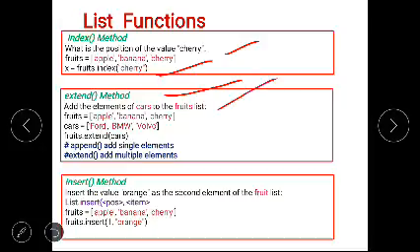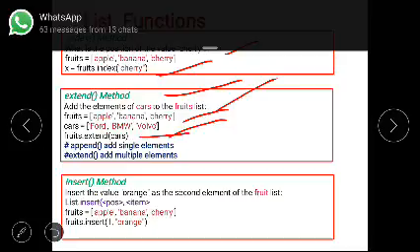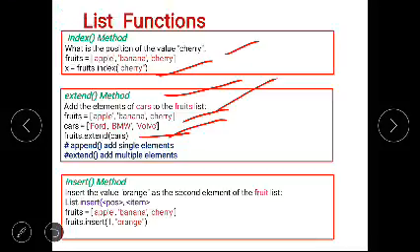Here we can add another item or another list to the first list. How can we do it? See here, we have taken two lists: fruits, apple, banana, cherry, and cars, Ford, BMW, Volvo. And see here, we have used the extend method, that is, fruits dot extend cars. What will happen? The list cars will be added to the list fruits.